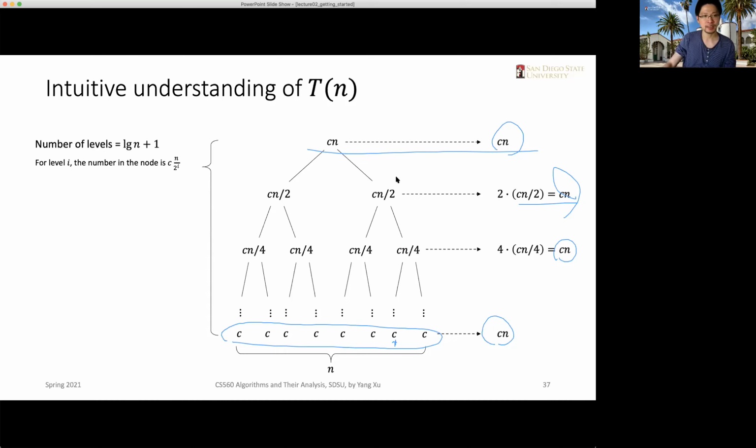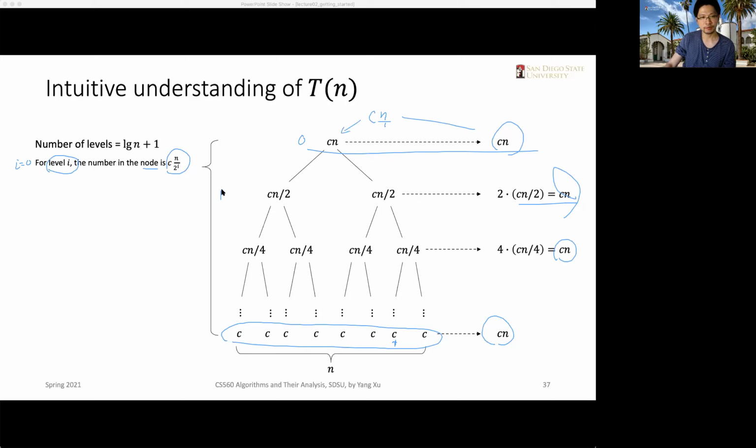easy to analyze. According to our intuitive observation, we know that for a particular level i, the number in the node is C times n divided by 2 to the power of i, okay? So this i can be 0. For level 0 here, 2 to the power of 0 is 1, and C times n divided by 1 is just Cn. It's just a Cn here, okay?